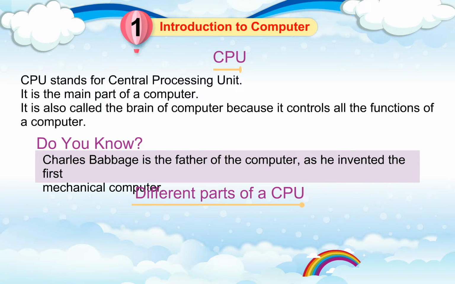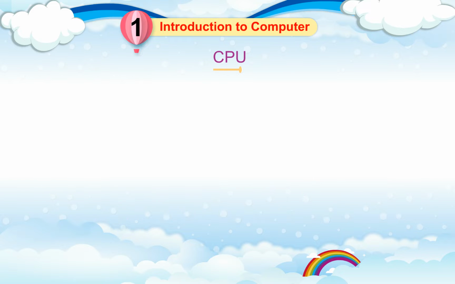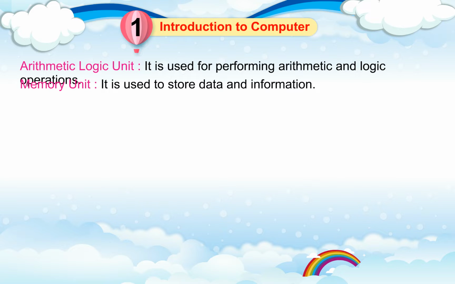Different parts of a CPU. Control unit. It controls all the operations that are performed in the CPU. Arithmetic logic unit. It is used for performing arithmetic and logic operations. Memory unit. It is used to store data and information.